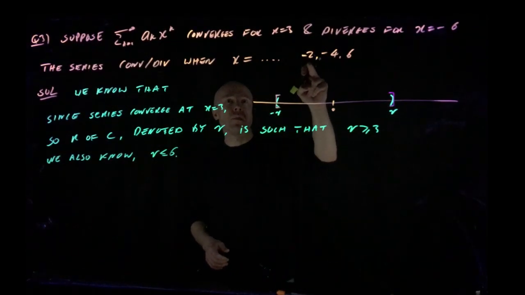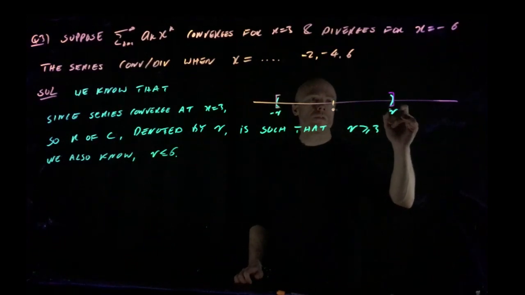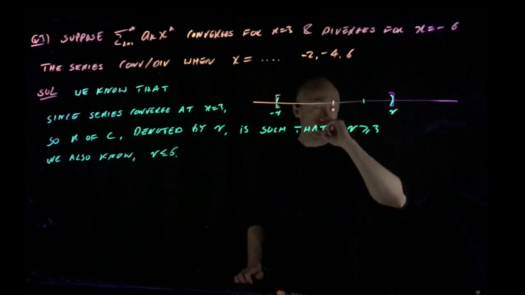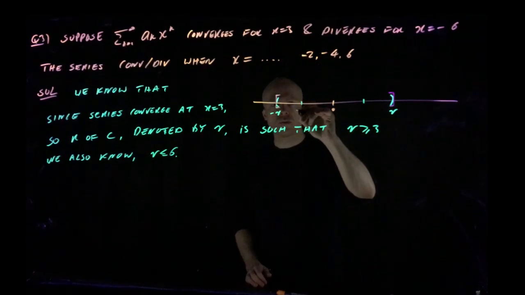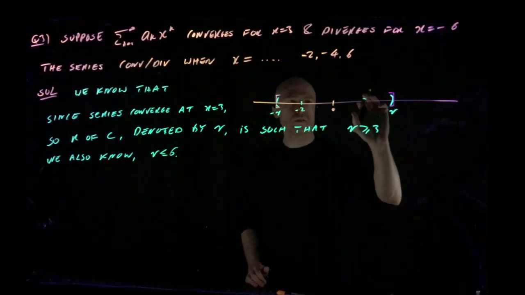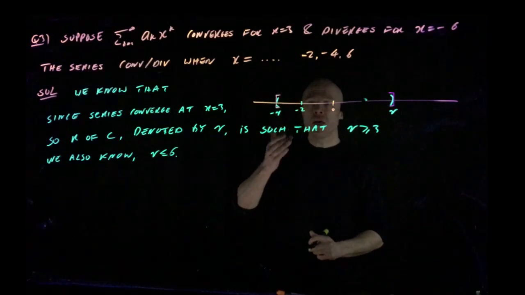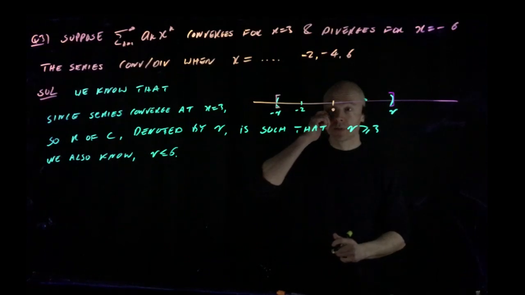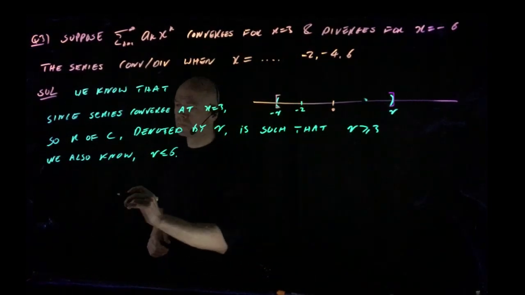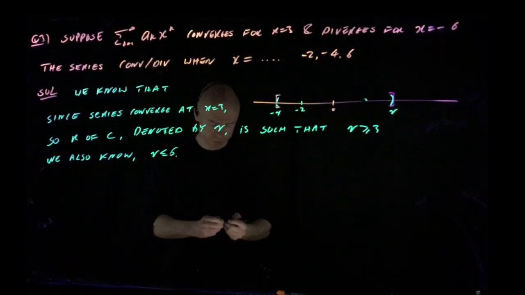So when we are at -2, we are somewhere here, which is definitely going to be inside the radius of convergence. Oops, this side, this is -2. Okay. So we must converge when x equals -2, right? So, change color.